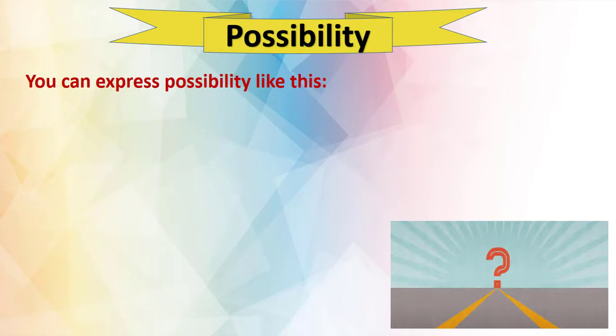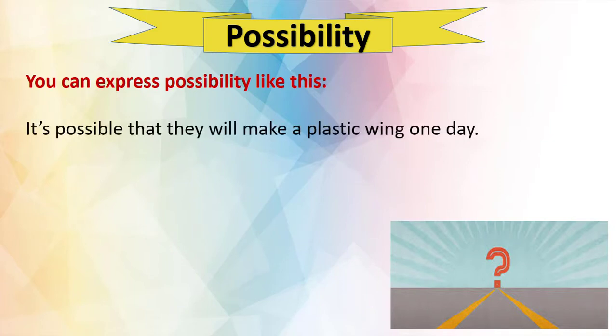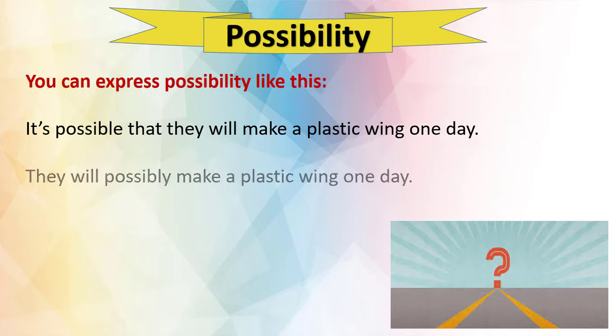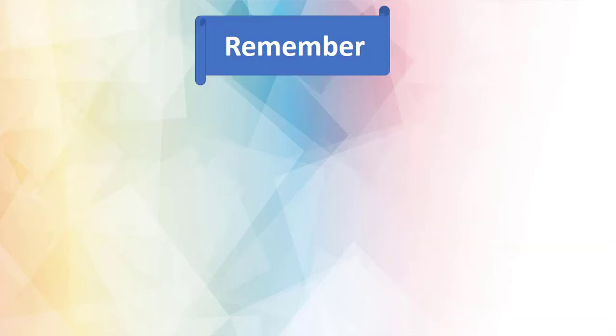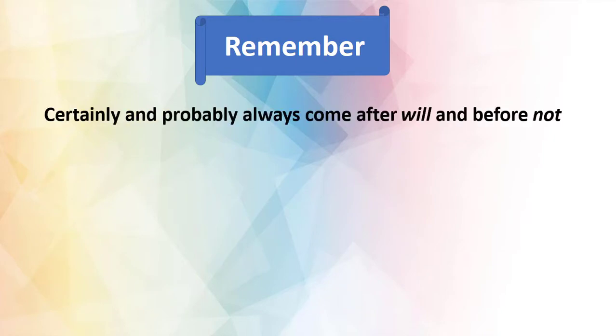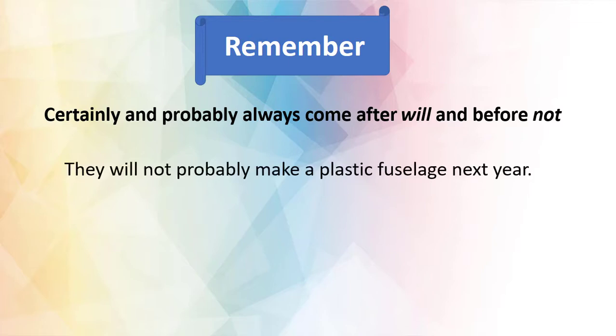Possibility. You can express possibility like this. It is possible that they will make a plastic wing one day. They will possibly make a plastic wing one day. Remember, be careful. Certainly and probably always come after will and before not. Let's have a look at this example. They will not probably make a plastic fuselage next year. What is the mistake in the sentence?